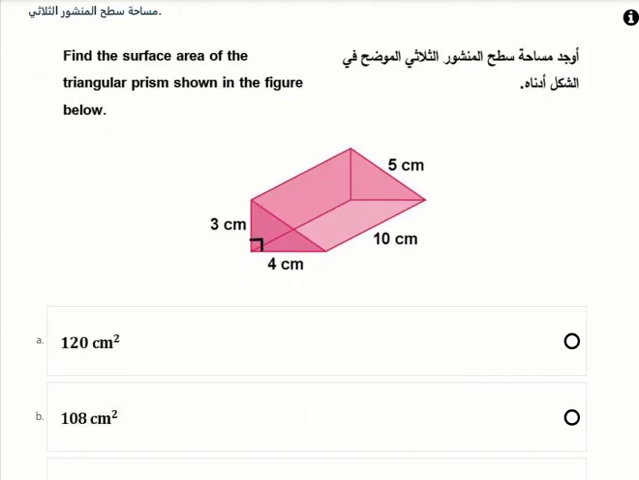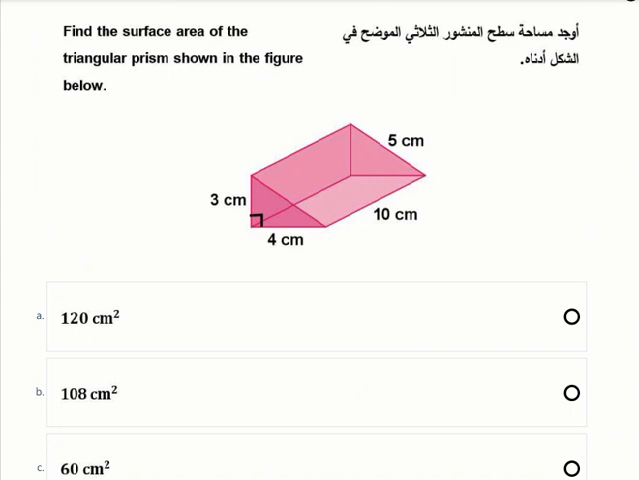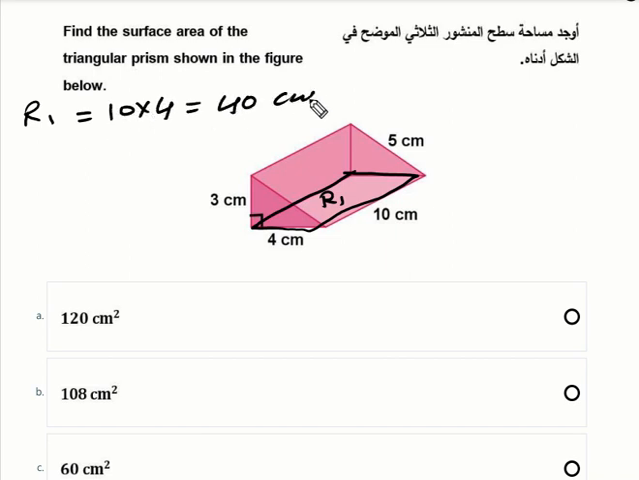Now, I think this is the last question. Find the surface area of the triangular prism shown in the picture. Now you see the surface area of the triangular prism. So if you open it, then you will get this rectangle, this one. I am doing it a little directly. Okay. So rectangle R1, this is R1. It is equal to 10 multiply 4. This area will be 40 centimeter square.